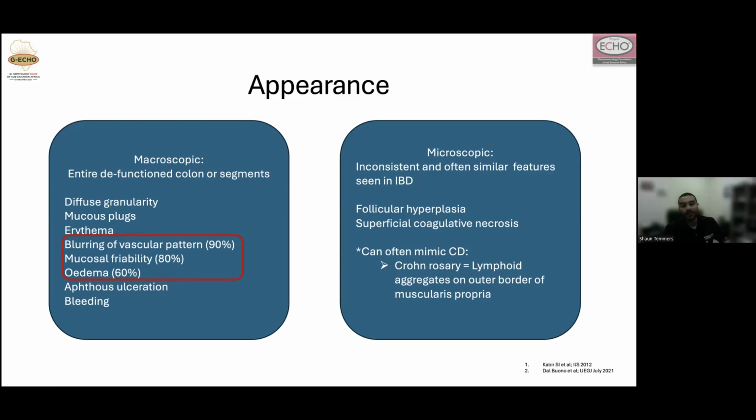Microscopically, though, even though you might have similar features of crypt budding, crypt abscesses that might be seen, some Paneth cell metaplasia here and there, the histological feature in diversion colitis is that of follicular hyperplasia and superficial coagulative necrosis. It can often mimic Crohn's disease, and therefore it's important to speak to the pathologist to look for the Crohn's rosary, which is just lymphoid aggregates on the outer border of the muscularis propria, which can be missed by pathologists that aren't aware to regularly look for these things.